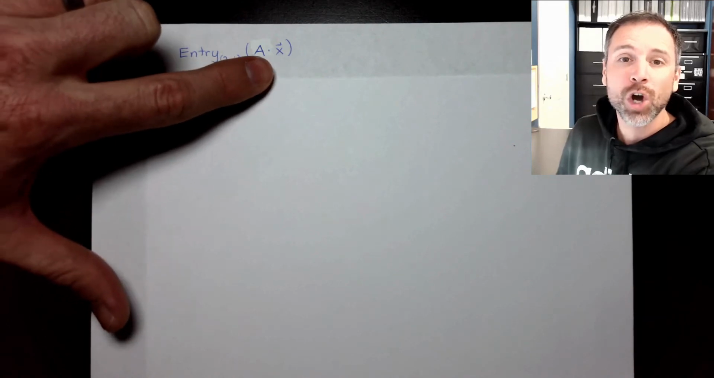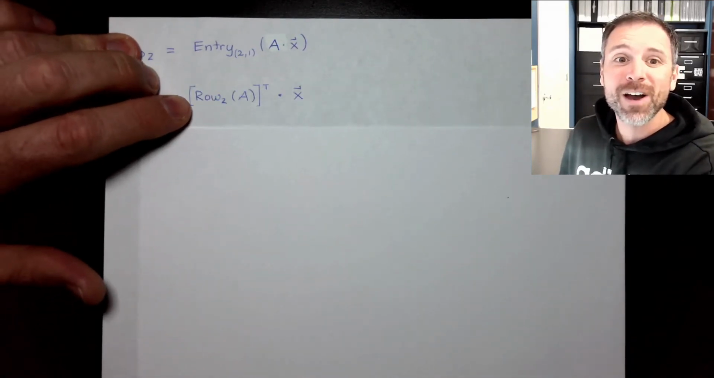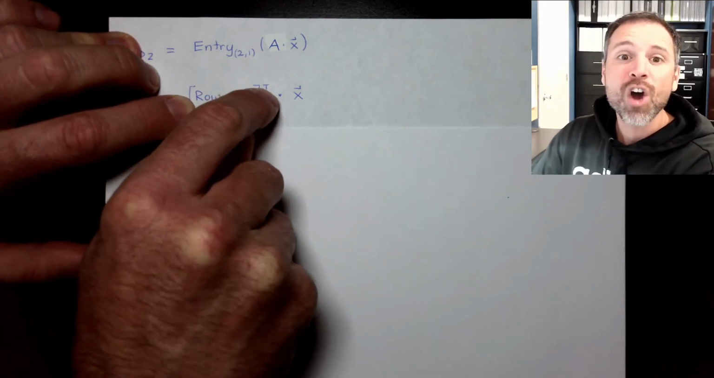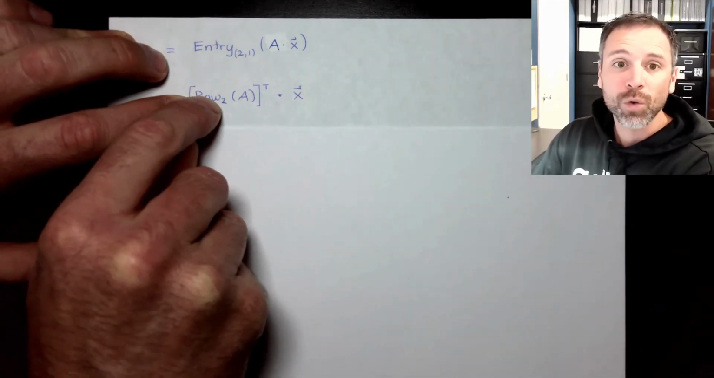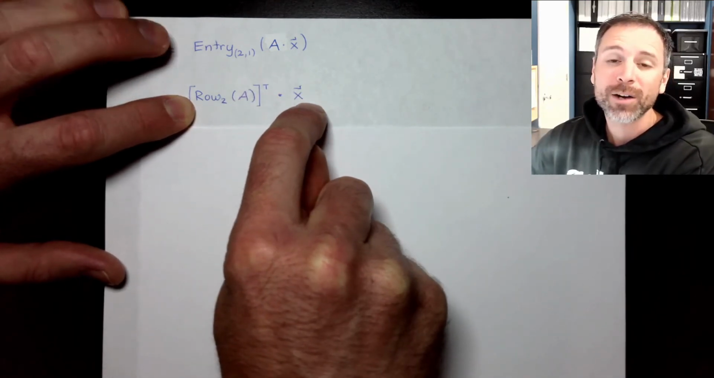Here, let's look at the second entry of our output vector b, so we'll call that b2, and of course that is the entry in the second row and first column of our product A times x. We just said that that's going to be the second row of A written as a column vector. So row 2 of A written as a column vector. In other words, take the transpose, dot product with the vector x.